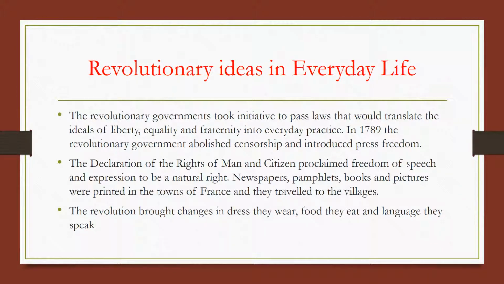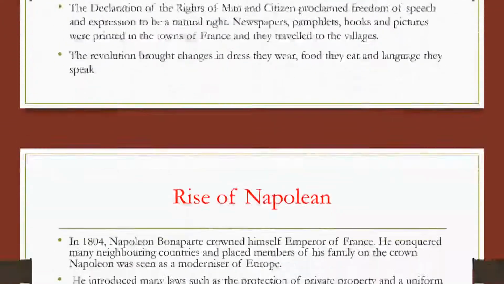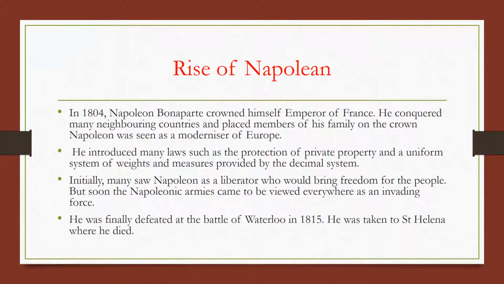Newspapers, pamphlets, books and pictures were printed in the towns of France and they traveled to the villages. The revolution brought changes in the dress they wear, the food they eat and the language they speak. Let us look at the rise of Napoleon Bonaparte in France. In 1804, Napoleon Bonaparte crowned himself Emperor of France.